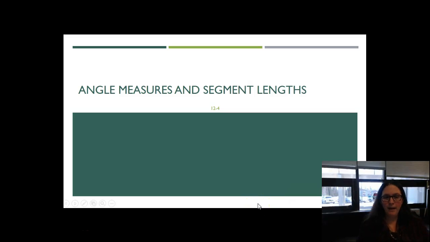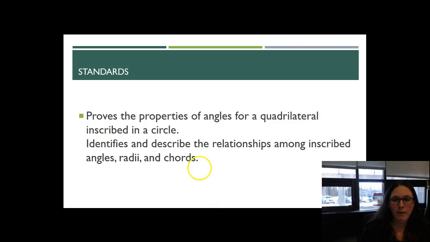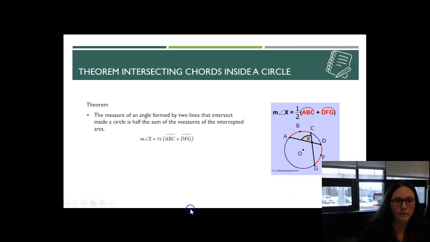So we're off to the next in our long series and study of circles. In this circle discussion, we're going to look at angle measures and their segment lengths. The standards we're working on today prove the properties of angles for a quadrilateral inscribed in a circle and identify and describe the relationship among inscribed angles, radii, and chords.